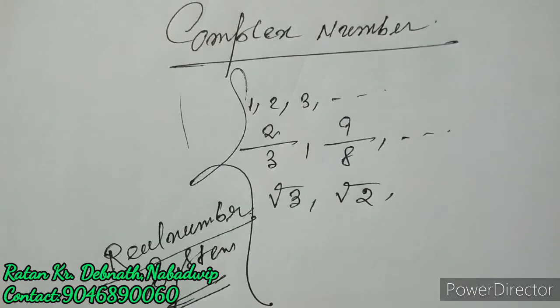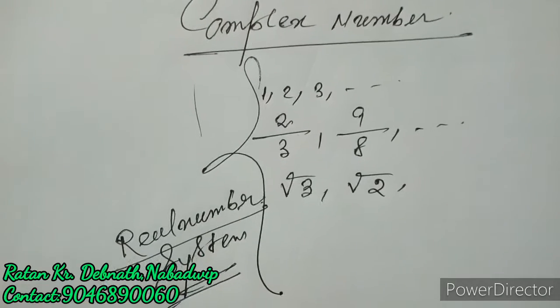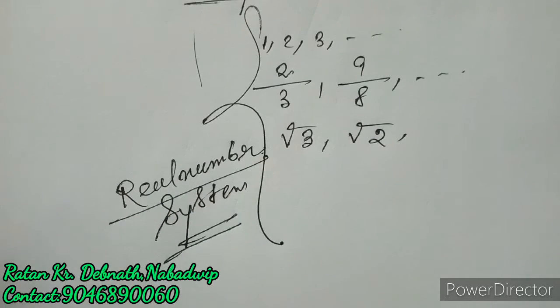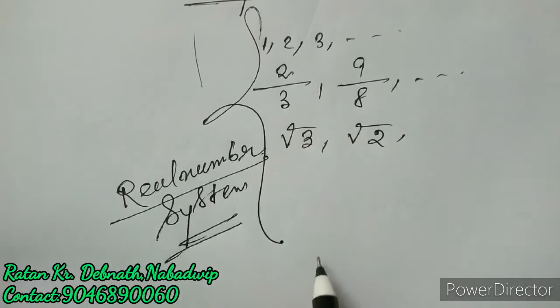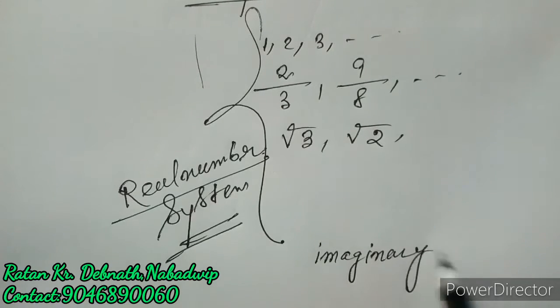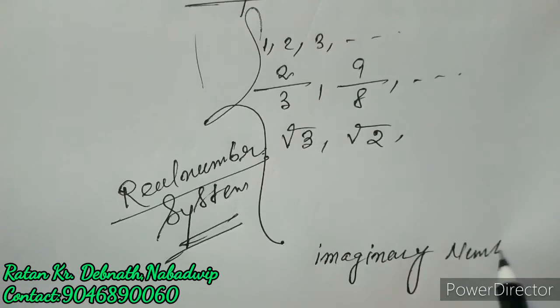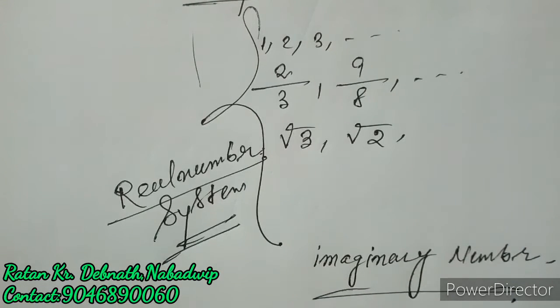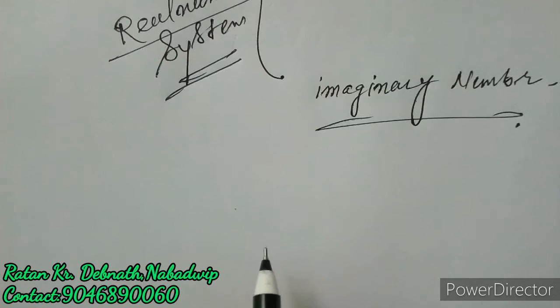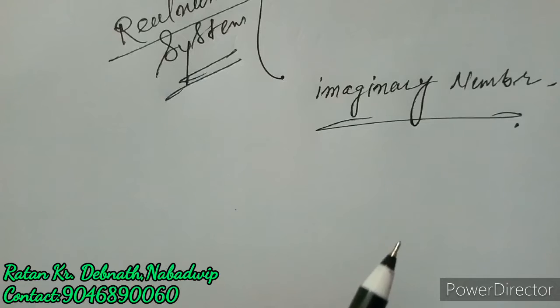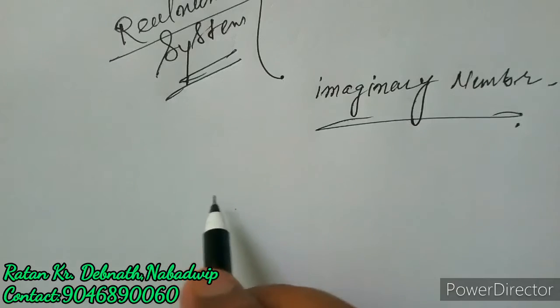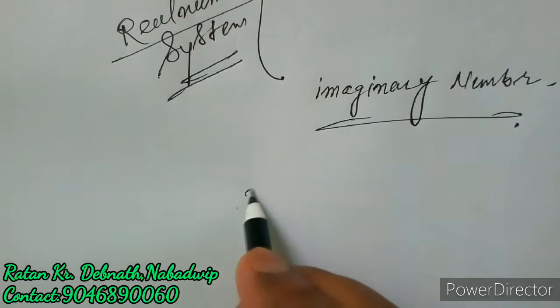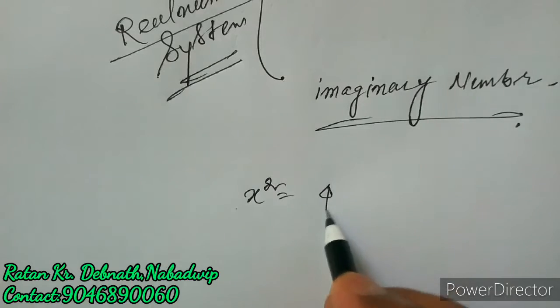Now I am going to introduce another set of numbers which is called complex number. In other words, we call it imaginary number. In order to introduce the complex number, let us give an example so that you can understand very quickly. Let x square equal 4.